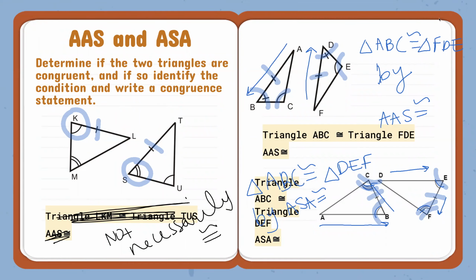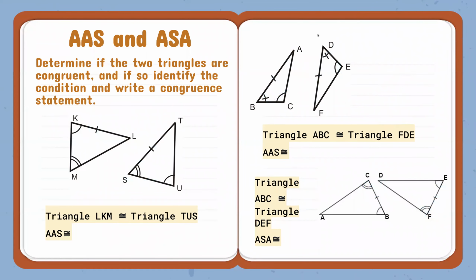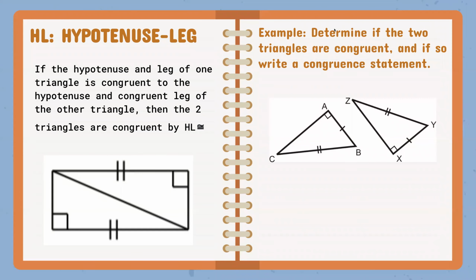Okay, moving on. We have the last one, everybody, hypotenuse leg. This is a simple one, although it can look tricky sometimes. If the hypotenuse and leg of one of the triangles is congruent to the hypotenuse and the leg of the other triangle, then the two triangles are congruent by HL. So you're going to see a 90-degree angle, and you're going to see that the hypotenuse and any other of the two legs are congruent.